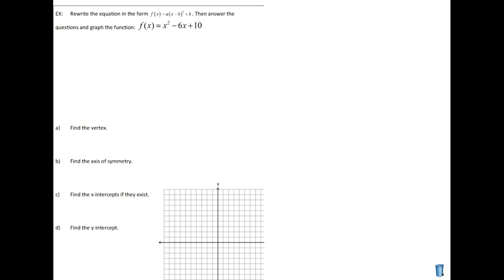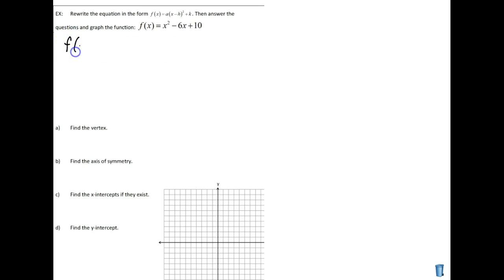Sometimes you will be given a function like this, and you will need to rewrite it into this x minus h, a times x minus h squared plus k form. It's not too challenging to do, you just have to remember how to complete the square. That's what we're doing. So here's how I look at this.